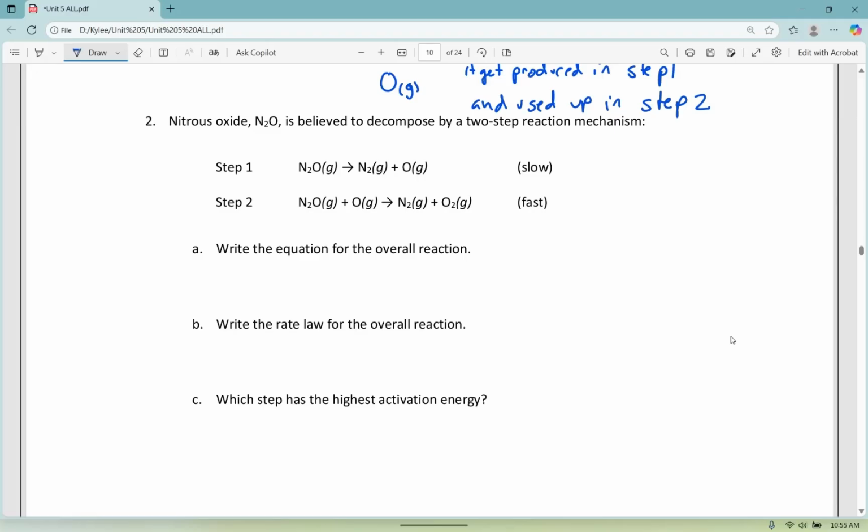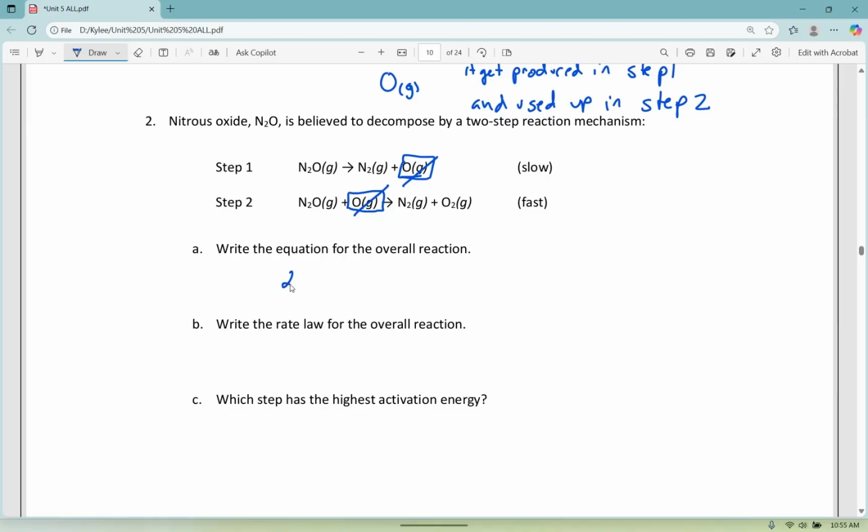Our second example says nitrous oxide, N2O, is believed to decompose in a two-step mechanism, shown below. Step 1 is N2O decomposing to N2 and O, and again, that's that oxygen radical. And then it looks like that oxygen radical gets used up in the next step. So that appears to be my intermediate, the oxygen radical. So my oxygen radical is actually going to cancel out, and I want to rewrite what's left over.